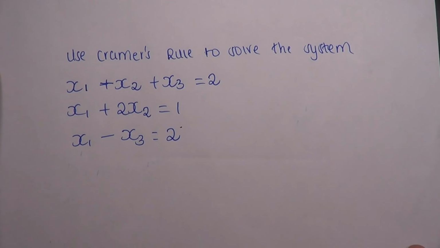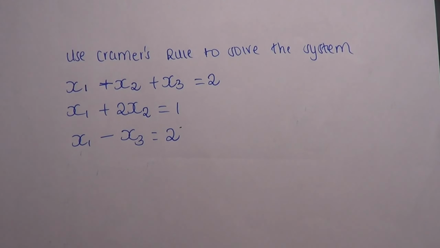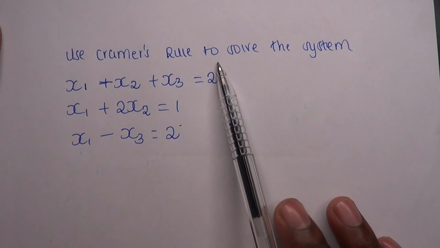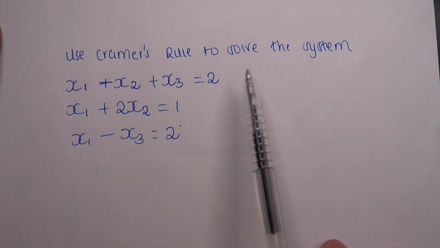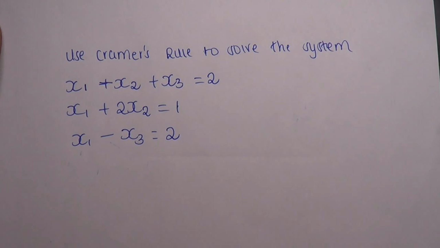Look at this question here. In this question we are being told to use Cramer's rule to solve the system. Now at this point, we need to form a 3 by 3 matrix so that we can find x1, x2 and x3.